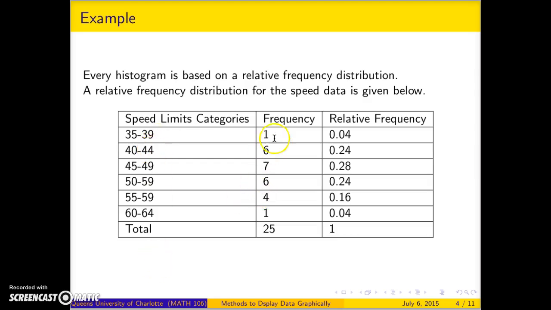And then the frequency, which just means how many people are in each category. So this means we have one person in the 35 to 39 miles per hour group, and 6 people were driving between 40 to 44 miles per hour, etc. And the relative frequency is just the frequency out of 100%, written as a decimal. So, for instance, this 0.04 comes from 1 out of 25, and then this 0.24 is 6 out of 25.